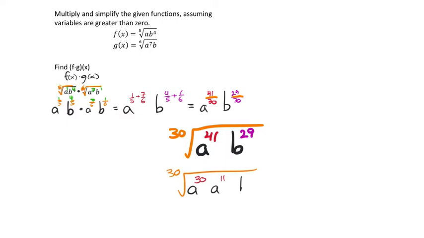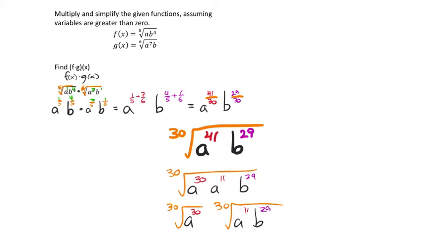And then I'd have b to the power of 29, nothing I can do with that, right? If I had enough b's, if I had 30 or more b's, then I could yank one out as well. But at this point, I'm going to go back to one of our old root rules, and this would be the 30th root of a to the power of 30. And then we would also have the 30th root of a to the power of 11 and b to the power of 29.